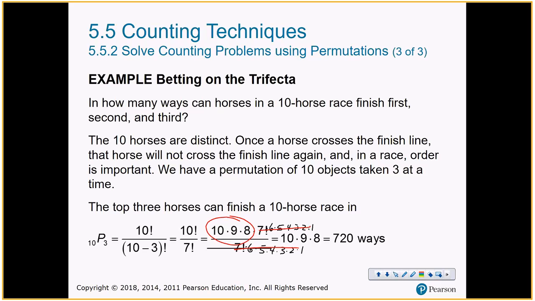Y'all writing this down back there? Y'all want me to write this down? Okay. You wrote down the formula like I asked you to. So that way when it's on the test, you'll know which one it is. Because when you put the permutation formula beside the combination formula, they look almost identical. So how are you going to be able to tell them apart?